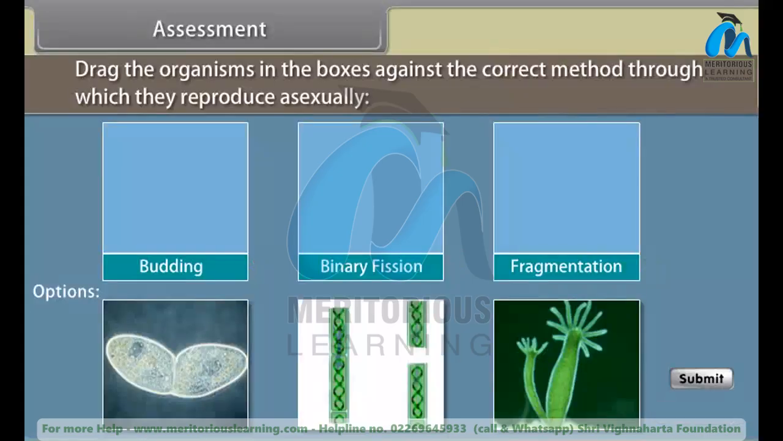Assessment: drag the organisms in the boxes against the correct method through which they reproduce asexually.